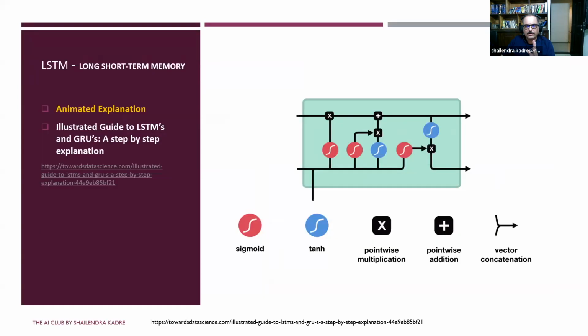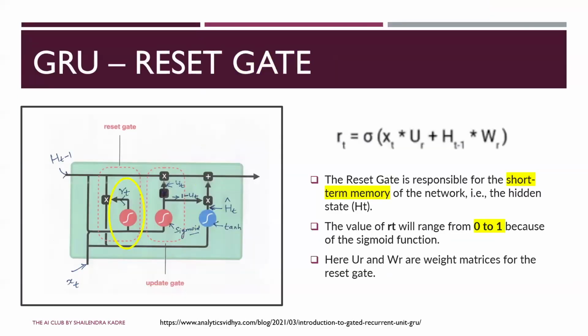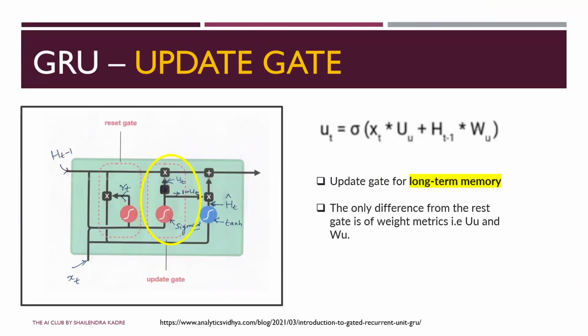Just one thing. On this, when we compare with LSTM: in LSTM, there was a term called CT, the current state. That current state is not there in GRU. That's how it is a simplification of LSTM. That current state we have got away with.